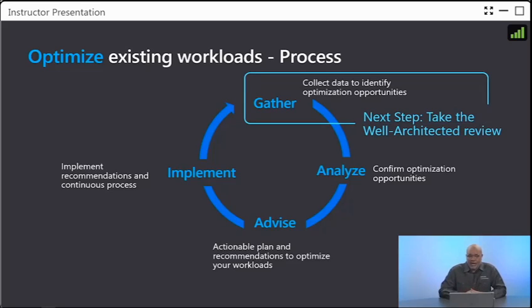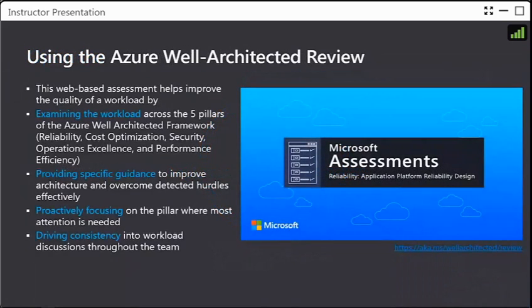We can do that with the Well-Architected Review. And as we gather this data, we're going to analyze it to confirm what opportunities we want to act on. Then we're going to create a plan to utilize those recommendations to optimize our workloads. And then we're going to implement those recommendations in a continuous cycle. We'll continue to collect data and continue to identify optimization opportunities and continue in this cycle of analyzing, advising, and implementing.